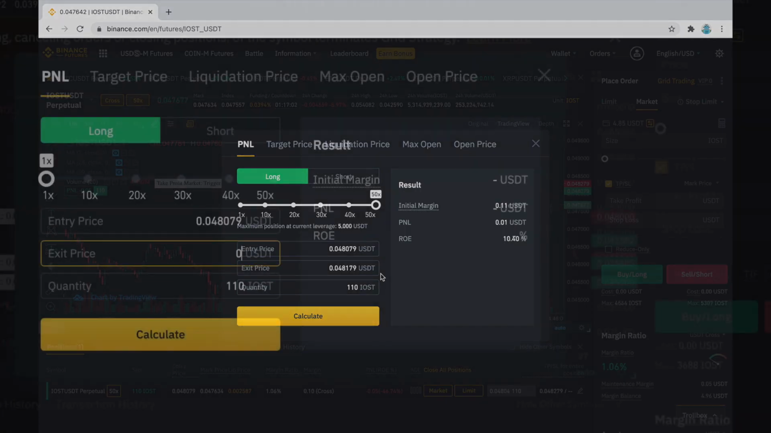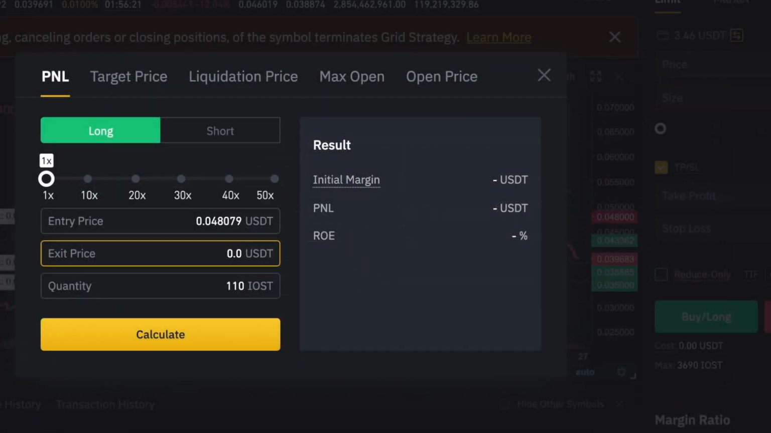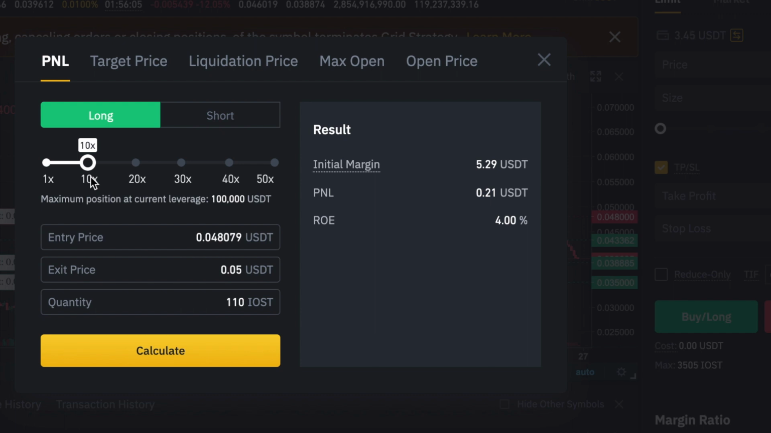Let's then say I want to exit when the price hits 0.05. The Binance calculator tells me that this position will cost me $5.29 to enter, and that I will earn 21 cents of profit when I exit. That would be trading with no leverage. But Binance allows me to trade with times 10 leverage, or even more. How much would my initial margin be then? The answer is 10 times less.